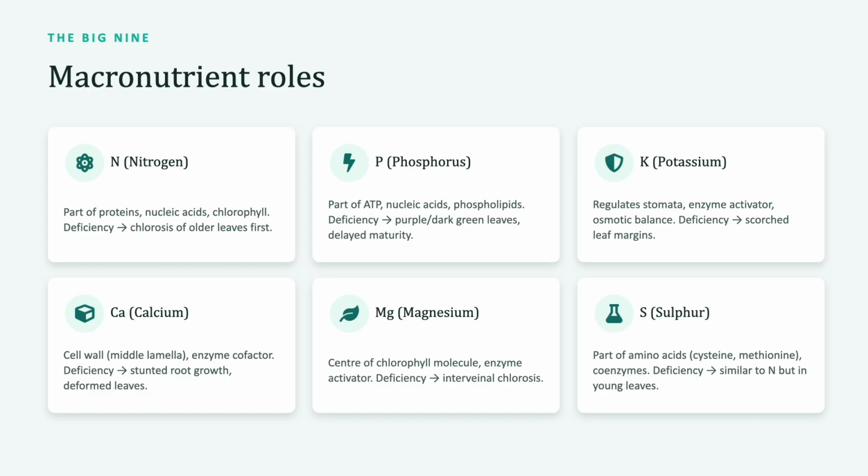Magnesium sits at the center of every chlorophyll molecule. Its deficiency causes interveinal chlorosis. Yellowing between the veins while veins stay green. That is a classic exam image. Sulfur is in certain amino acids like cysteine and methionine. Its deficiency looks similar to nitrogen deficiency but appears in young leaves first because sulfur is less mobile.